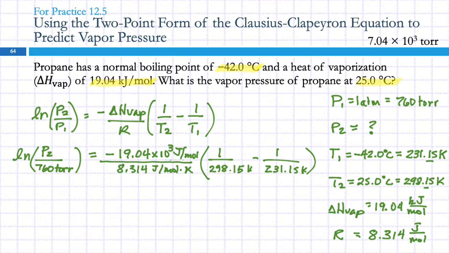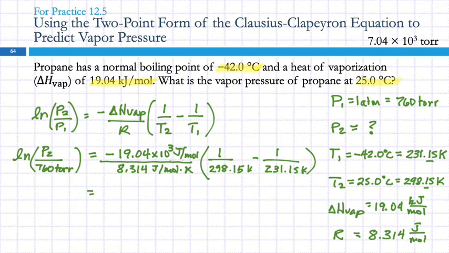So there are no letters, no variables on the right side, so we can just calculate that. And we're not going to try to find common denominators or anything silly like that. Negative 19.04 times 10 to the 3 divided by 8.314 times, and here's where you need to use parentheses. Open the parentheses, and then I have 1 divided by 298.15 minus 1 divided by 231.15. Close the parentheses, press equal.